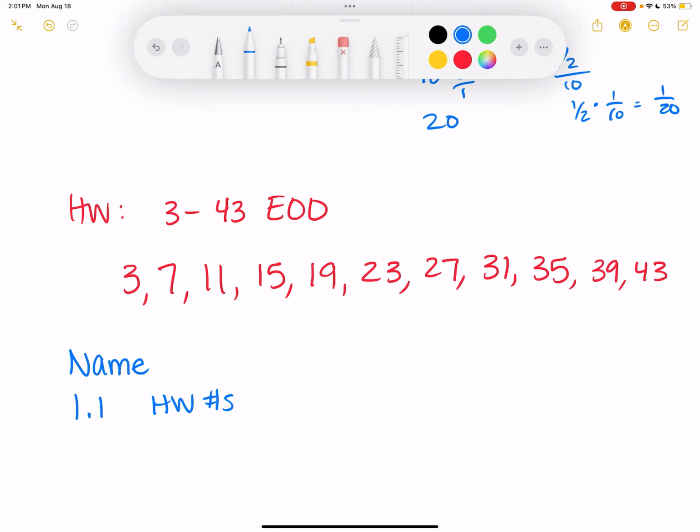Any questions about that? You can put that in the bottom box over there. If you have your syllabus signed and you haven't turned it in yet, you can put it over there.